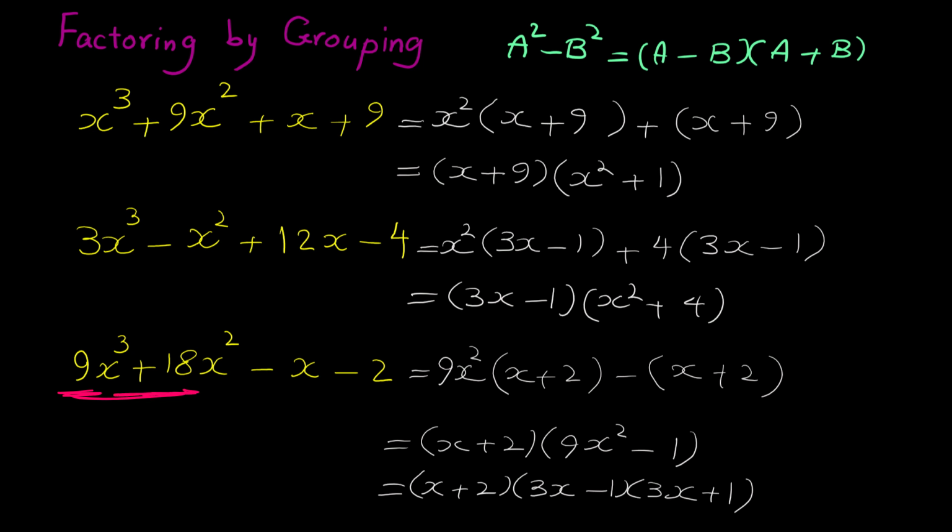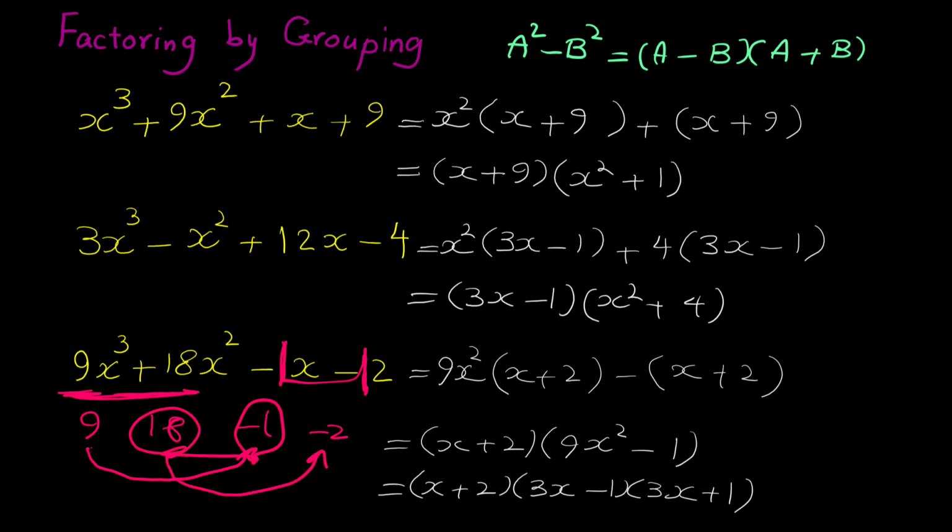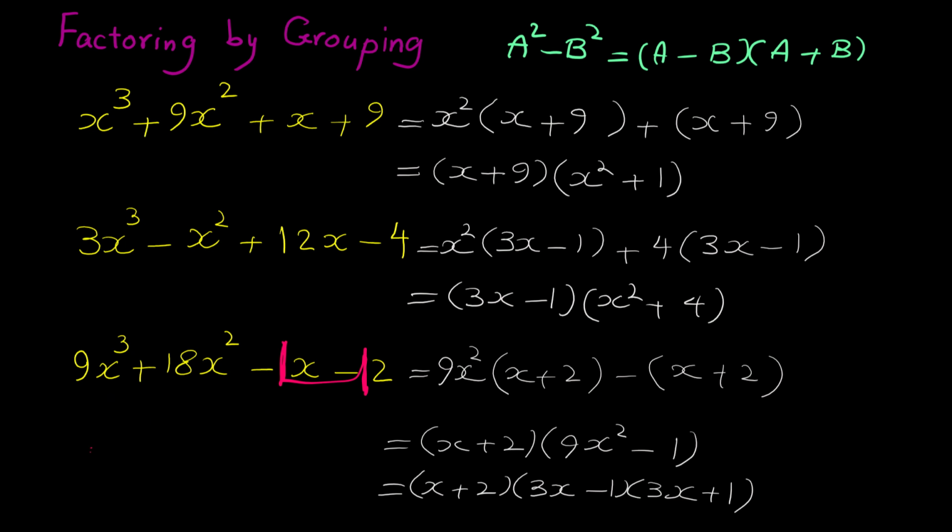9, 18. 9, 18. Look at the ratio here. Negative 1, negative 2. Negative 1, negative 2. If you divide 9 by 9, it's 1. 18 divided by 9 is 2. Or the opposite way, negative 1 times negative 9 would give you this number. Negative 2 times negative 9 would give you this number. So there is a relation between the coefficients in the expressions that we can factor by the grouping method.